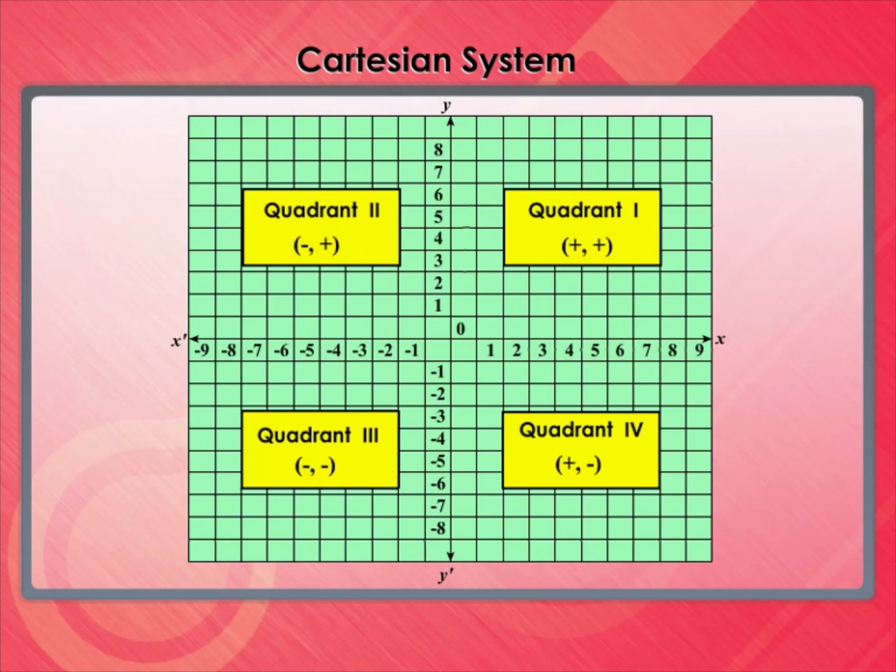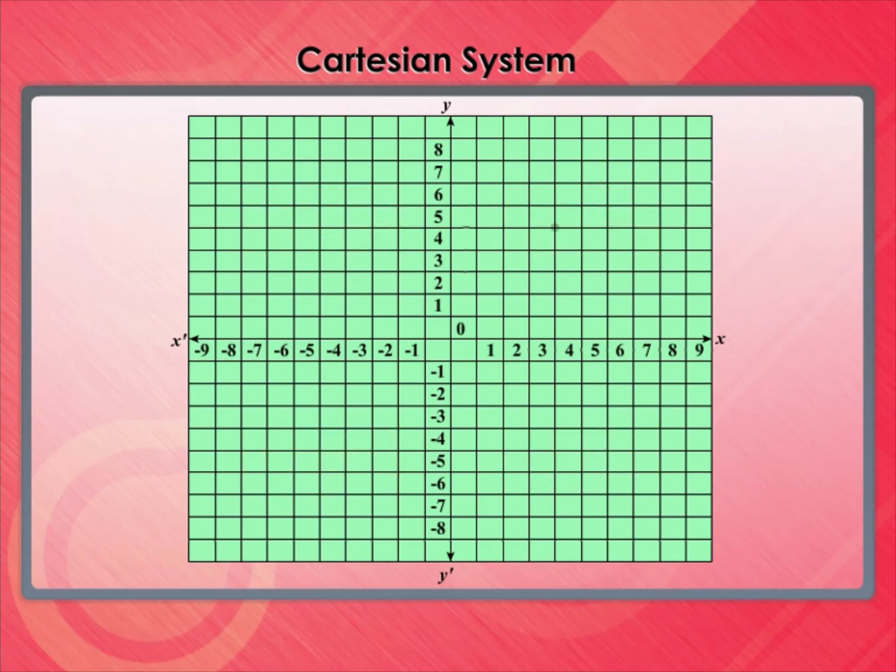In this quadrant, the x coordinate has positive values, and the y coordinate has negative values. This quadrant is of the type (+, -). Now let us identify the coordinates of the pair P in the Cartesian plane.